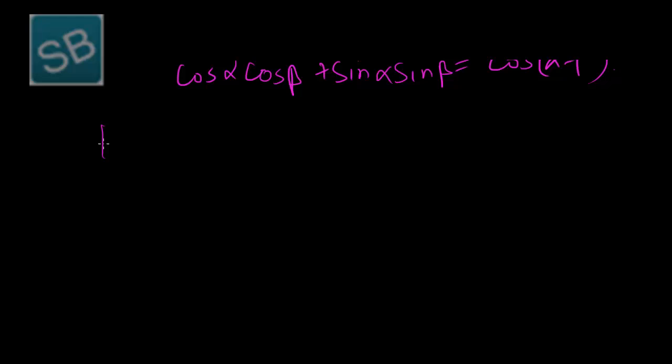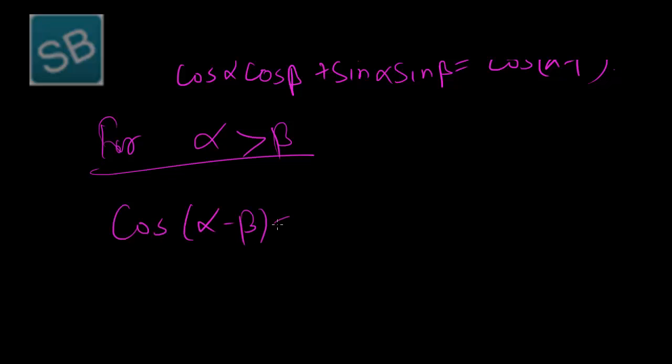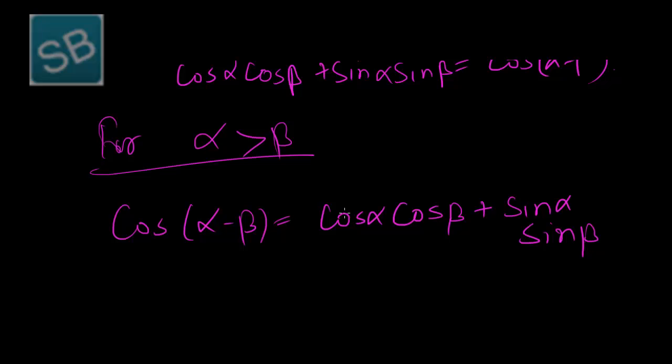Therefore, for the case alpha greater than beta, we have cos of alpha minus beta is equal to cos alpha cos beta plus sin alpha sin beta. Now we will prove the result for alpha equal to beta and alpha less than beta.